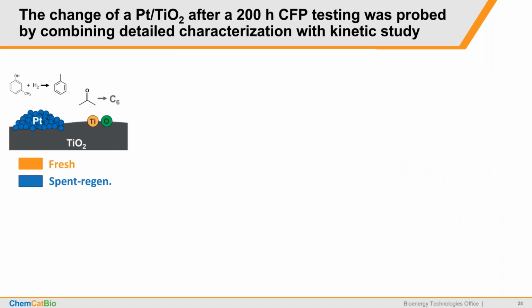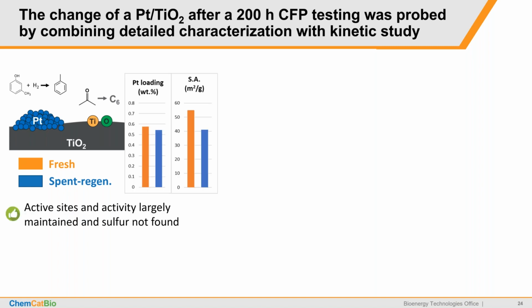So we received CFP catalyst after a 200 hour run, and we probed its change compared to a fresh catalyst by combining detailed characterization with kinetic study. Here we specifically focus on the HDO activity over the platinum active site, and also dehydration or aldol condensation reaction over the TiO2 active site. What we learned is that first, active site activity is largely maintained, and we did not find sulfur on this spent catalyst, which is really good news. The majority of active sites in this catalyst are maintained, and sulfur poisoning, the most challenging issue, is not here.